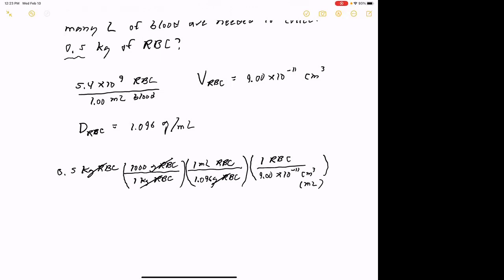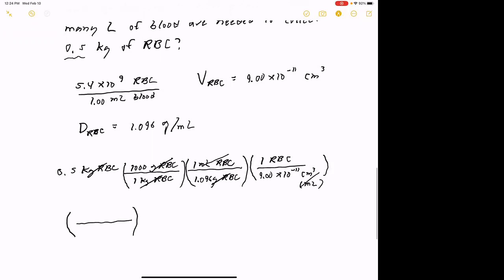Okay, so now what ends up happening? I can get volume of red blood cells to cancel. Mils cancel with mils. Okay, so now what am I left with? I'm left with essentially a count of red blood cells in the 0.5 kilogram. This is, if I stopped the problem right now, that would be what I would get. The number of red blood cells that are in 0.5 kilograms of red blood cells. But at this point, we're not done yet because we haven't accounted for concentration. So that's the next conversion that I've got to put in here.